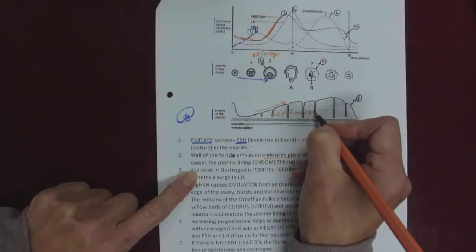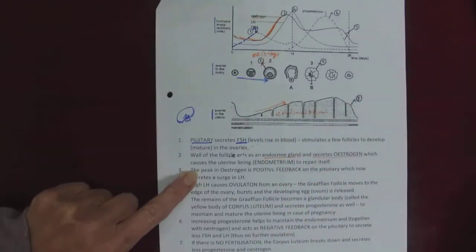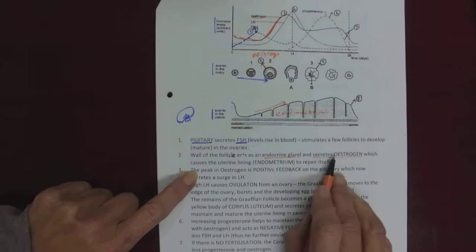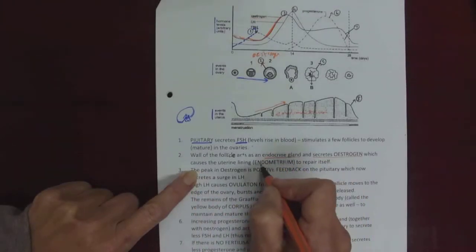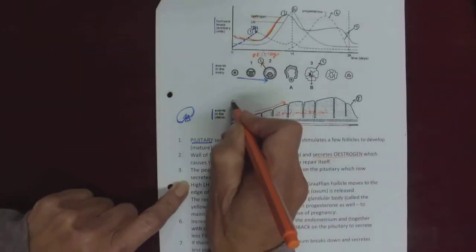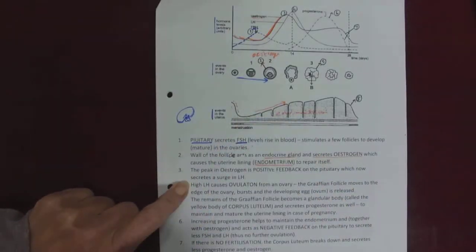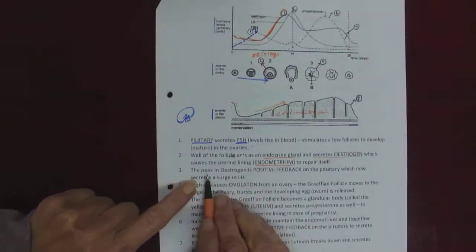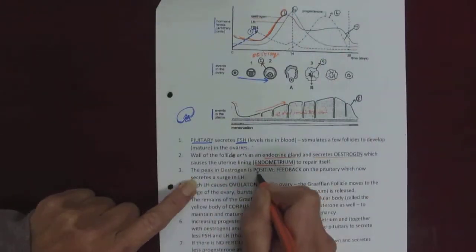Now, the endometrium isn't as thick as this. It's only a few millimeters, so it probably thickens by about 4 millimeters each month. All right, so the estrogen causes the uterine lining, or the endometrium, to repair itself, because remember, over here is when menstruation occurred, when the old lining was sloughed off, it breaks away, and then the menstrual flow of blood occurs.